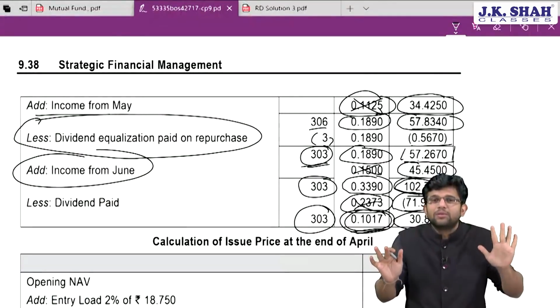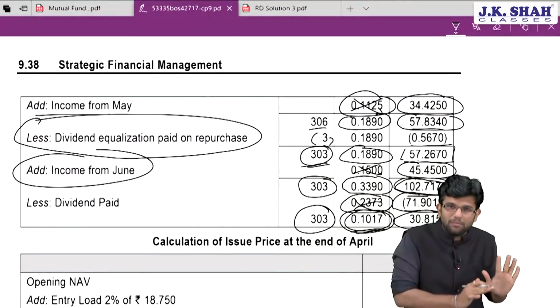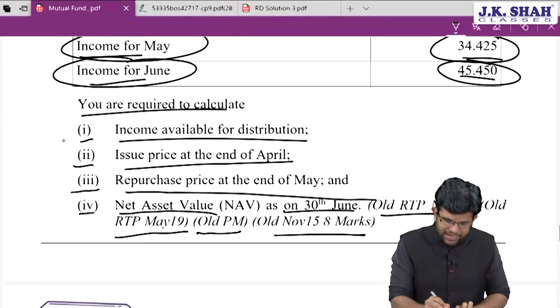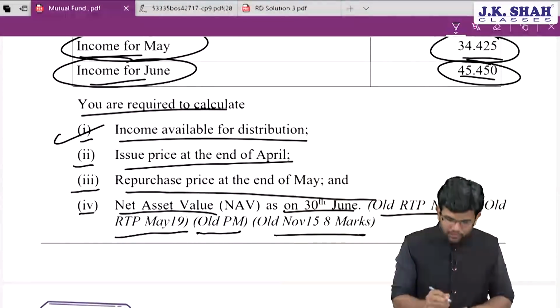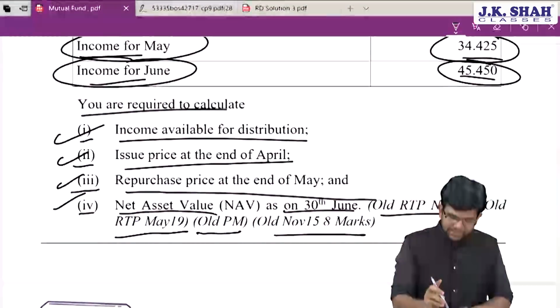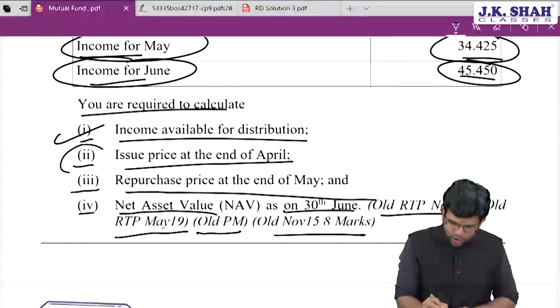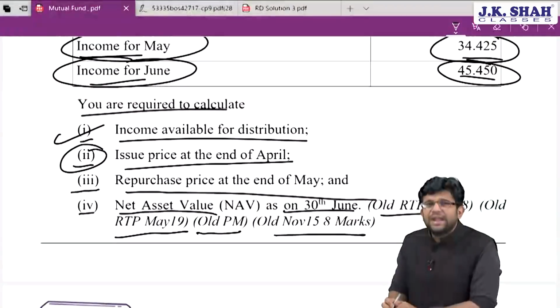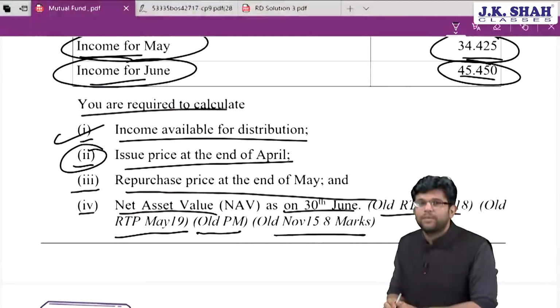Let's now go on and calculate the NAVs of the individual month ends. So with that, we have completed what, students? Income available for distribution is over. Now one by one, let us knock off these 3 points. So first point, issue price at the end of April. Children, issue price at the end of April will be how much?